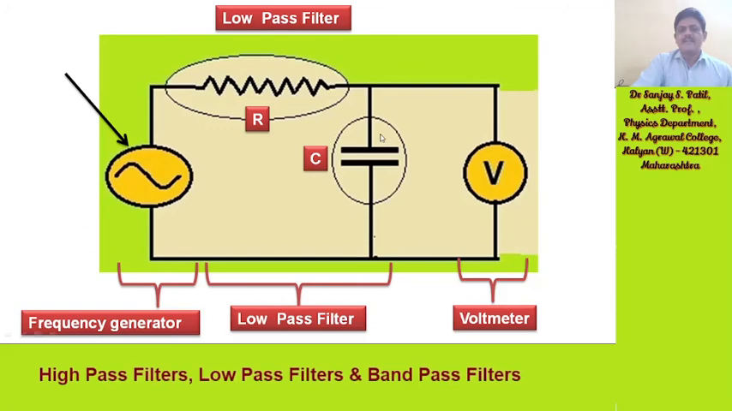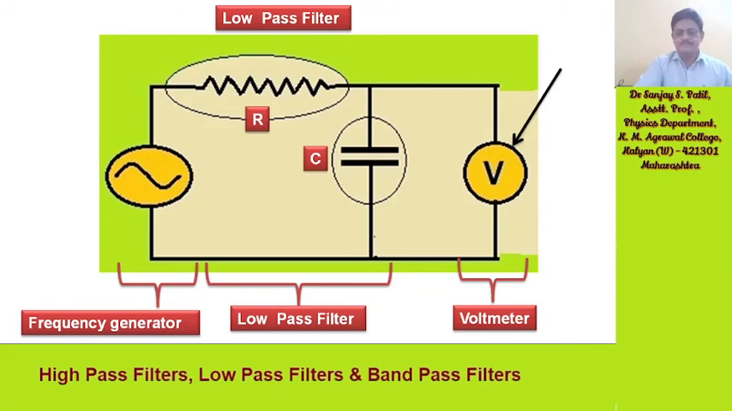So you can see a resistor is connected here and a capacitor is connected here. So the resistor is connected in parallel to the capacitor. This section is the low pass filter section. As usual, we are providing frequency with the help of a frequency generator. So this section is the frequency generator section. Whatever frequency we provide to this circuit, the output voltage will be measured with the help of the voltmeter connected here.